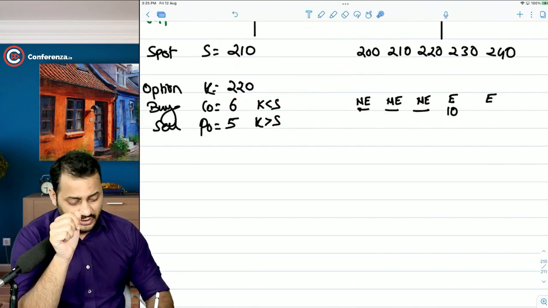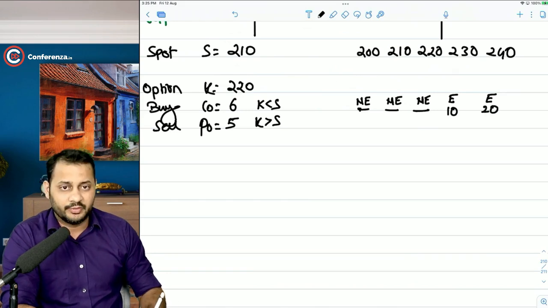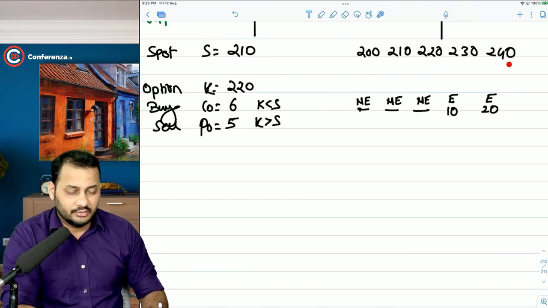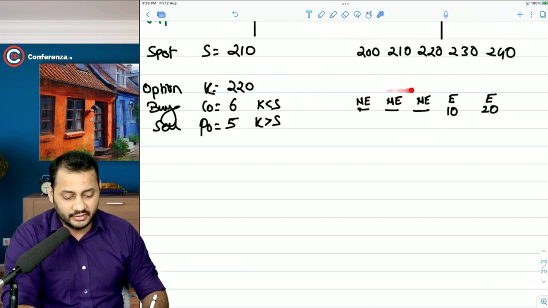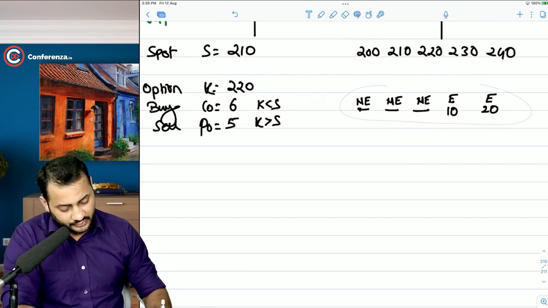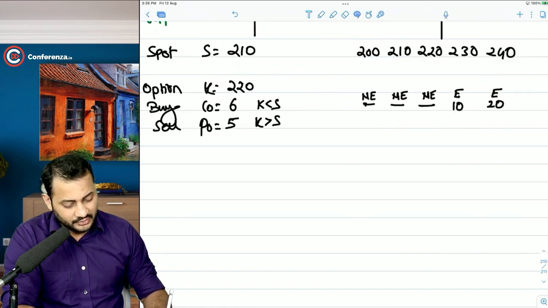Now, let's look at the second price. Here you will be profiting 20 rupees, 240 in the market and 220 as agreed with the exchange. So the exchange will have to give you 20 rupees and the option contract will get closed. So this is what will happen in the call option.